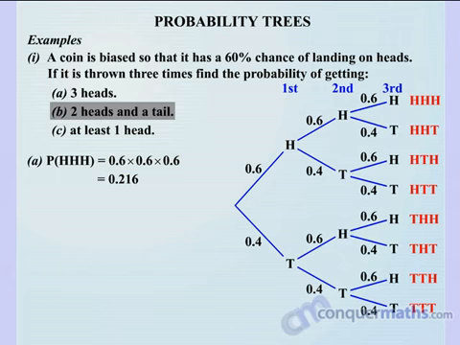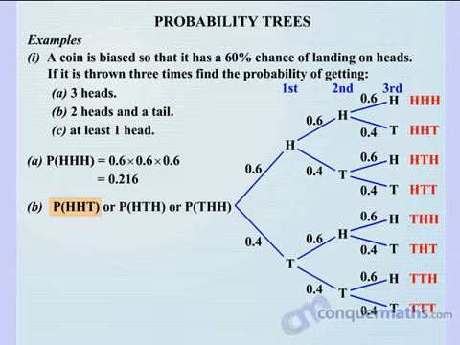Now part B, probability of getting 2 heads and a tail. Well, probability of 2 heads and a tail in that order. Or we could get a head, then a tail, then a head. Okay, that's 2 heads and a tail. Or the other way, getting the tail first and then 2 heads. So we need to make sure that we cover all the situations possible.